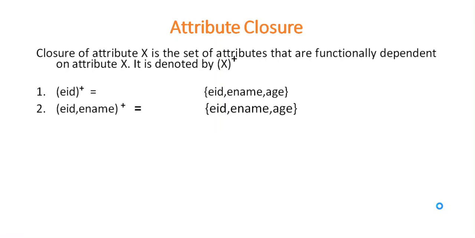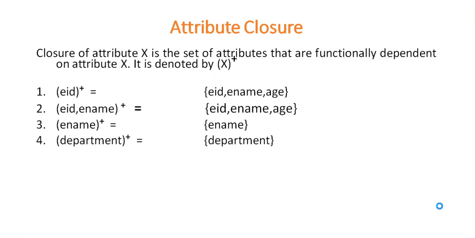Similarly, we have a third attribute, age, which is dependent on employee ID, so that will also be determined by employee ID and e-name. So this is the closure set of employee ID and e-name. Now let's take another example, e-name. E-name is an attribute, but e-name is not determining any other attribute. So the closure of e-name is e-name itself. E-name is not determining any other attribute in your relation.